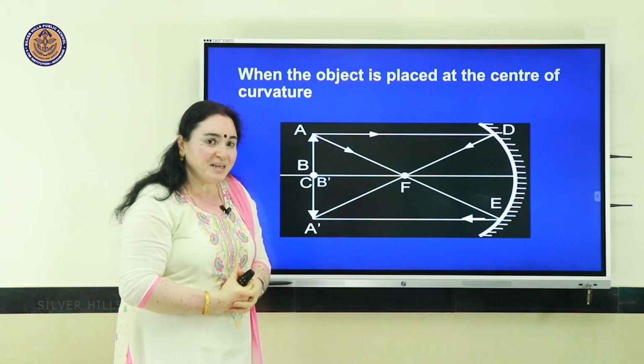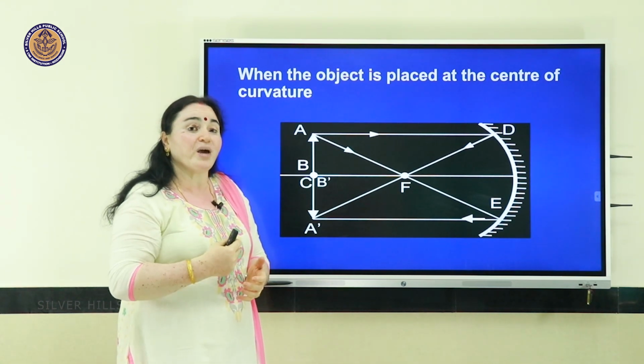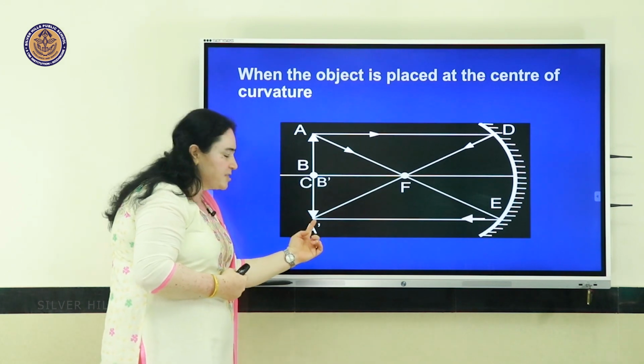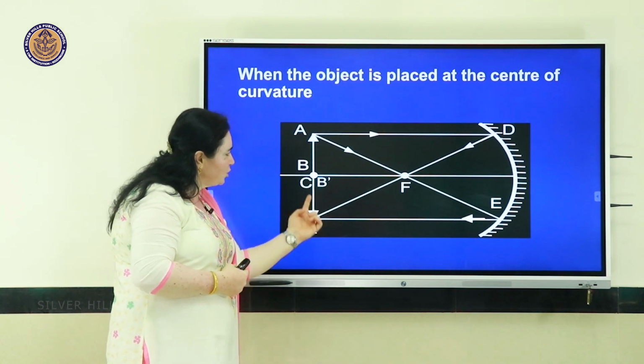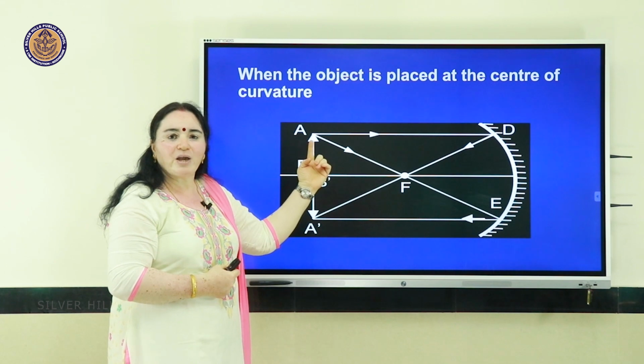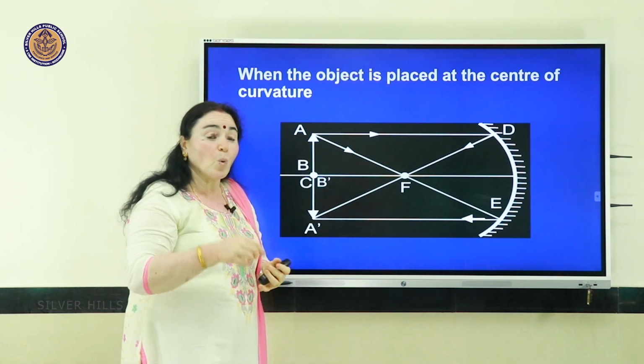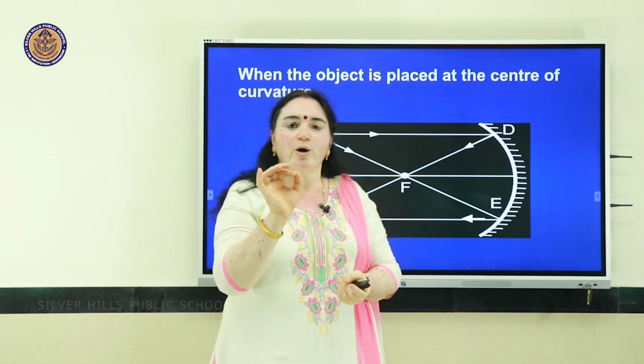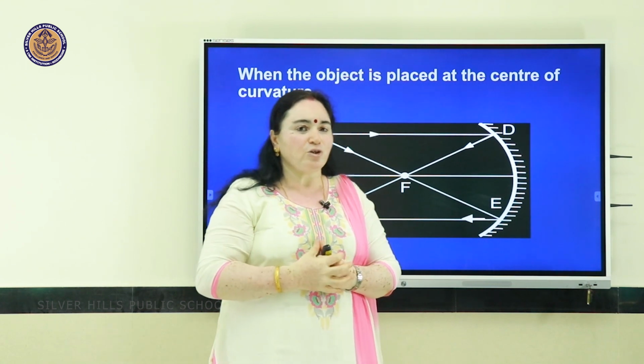Now, check where are they meeting? These two reflected rays of light, where are they meeting? They are meeting at this point. And just see, just on top of it lies my object. And this happens only at this position when the object is placed at the center of curvature.